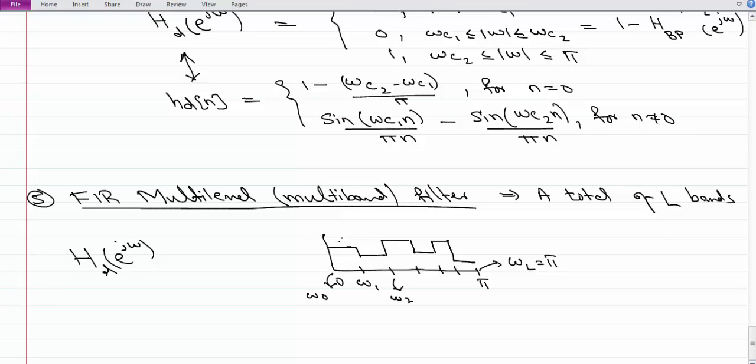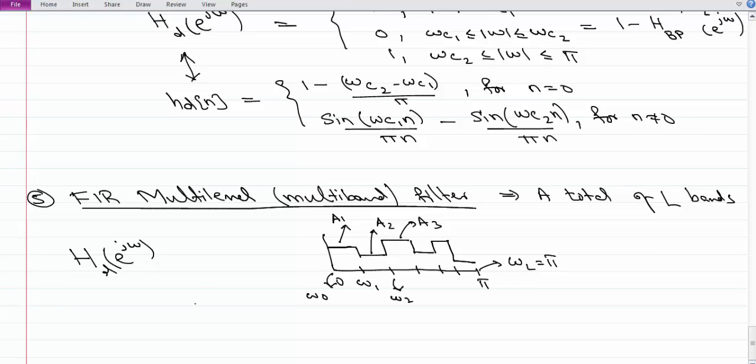And these values are given by, for example, this is A1, this is A2, this is A3. Okay, so it's the most general form of a staircase kind of filter. This is a kind of filter that you would implement if you were designing, for example, an equalizer.